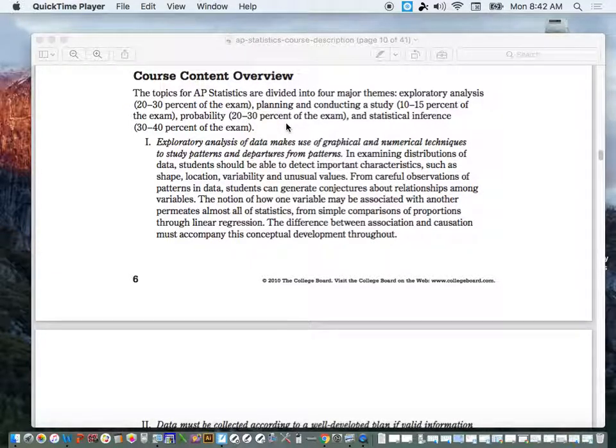Probability, which is always a tougher one, that's 20 to 30% of the exam. That was like Unit 4 from semester 1. We're going to spend a couple of days this week working on just probability again. And then the biggest chunk, 30 to 40%, is statistical inference, which is what we've done all semester with hypothesis tests and confidence intervals.